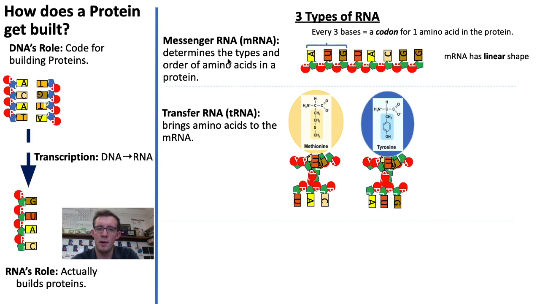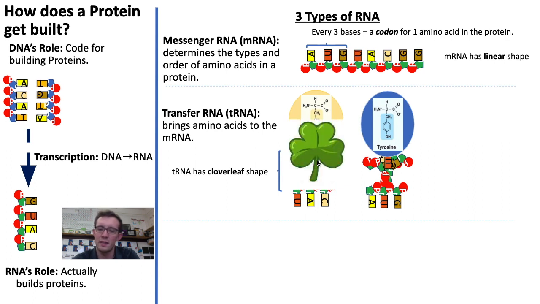While mRNA determines which amino acids get added onto the protein, the transfer RNA is responsible for actually bringing those amino acids to the mRNA. And you can see that tRNA is shaped a little bit differently. Biologists say it has a clover leaf shape. That is, it has these loops on it that kind of resemble a clover leaf.